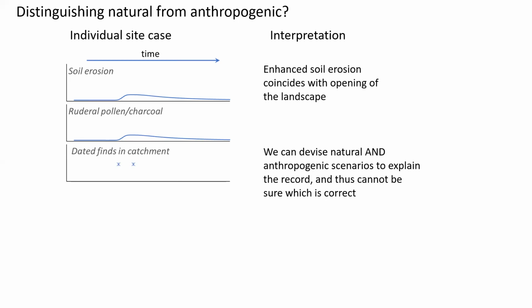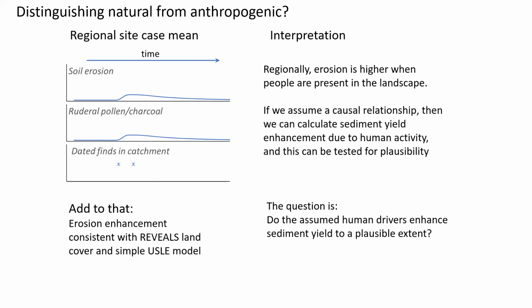But actually, we can devise natural and anthropogenic scenarios to explain this record, and so we can't be sure which is which. So the problem may simply be that we've got an individual site here and we cannot be certain, and maybe we never can be certain at exactly this site whether people are the direct cause. But if we look instead at a regional case, and of course this looks identical, it's the same diagram, we have a slightly different situation. We still haven't got proof of cause, but we have perhaps got a greater basis for generalization.